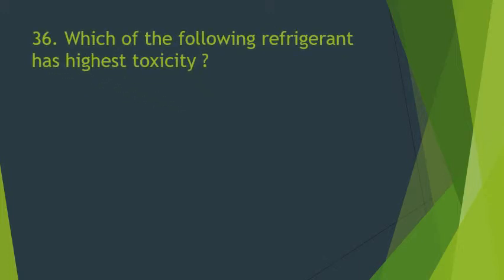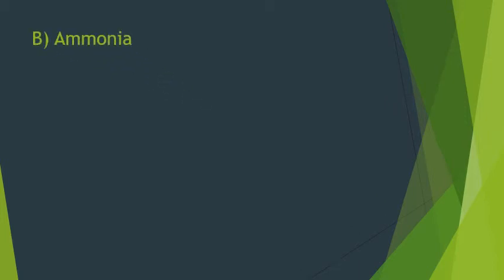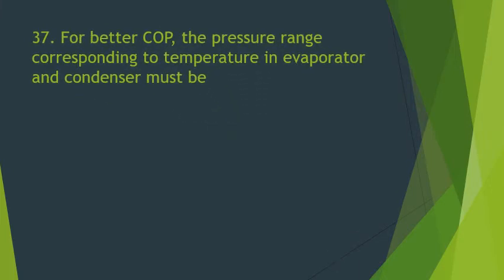Which of the following refrigerants has highest toxicity? A. Freon 12. B. Ammonia. C. Sulfur dioxide. D. Carbon dioxide. For better COP, the pressure range corresponding to temperature in evaporator and condenser must be A. Small. B. Equal. C. High. D. None of the above.